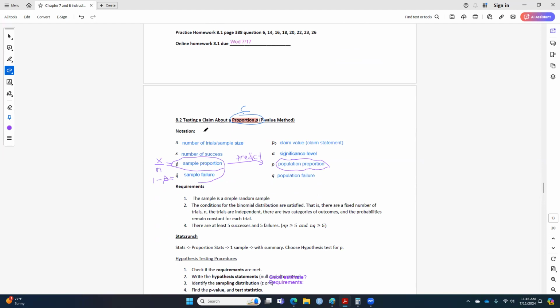So this will be the notation. In StatCrunch, you need to know your N, you need to know your X, you need to know your P0. These are the few things you have to know. And you also need to know, are we using less than, greater than, or not equal?